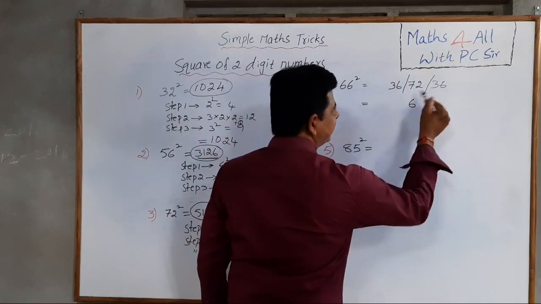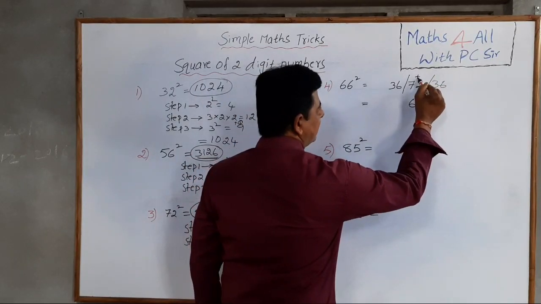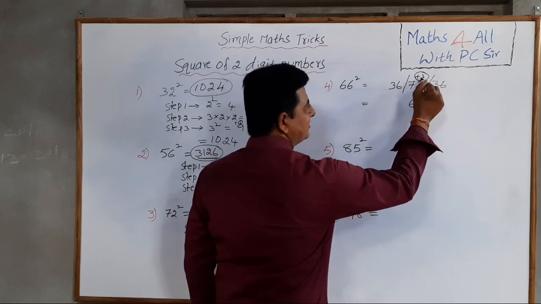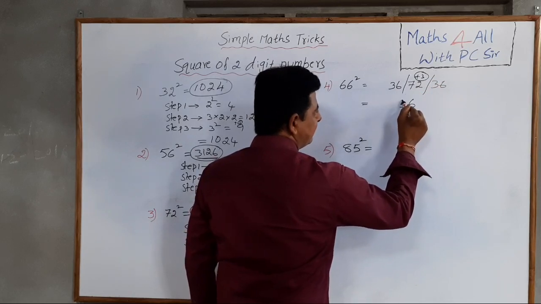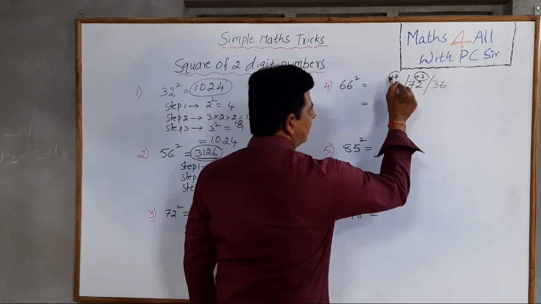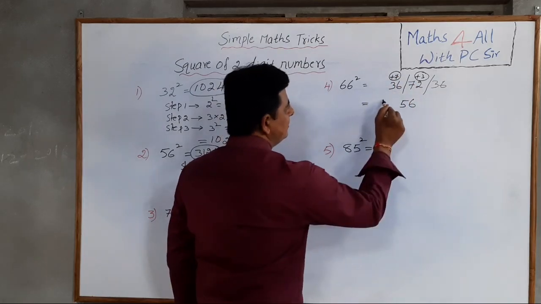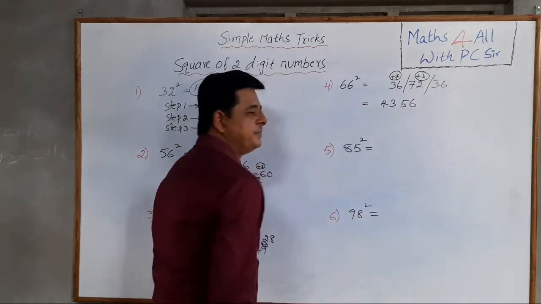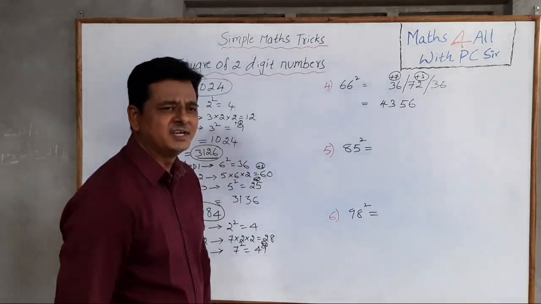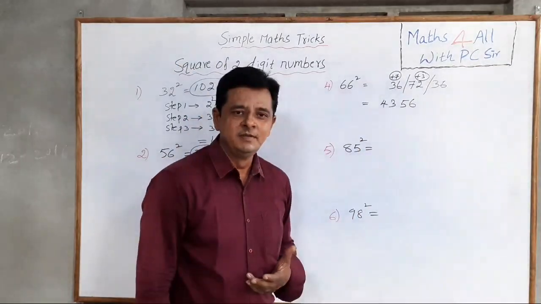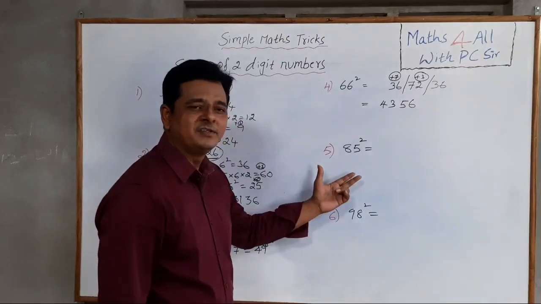Now I am writing the answer. See, first I am taking 6. Then here 3 carry forward. 72 plus 3, 75. Writing 5 here. Then here 7 carry forward. 36 plus 7, how much? 43. So 4356. It will take just 5 to 6 seconds. Understand? As well as 85 square.